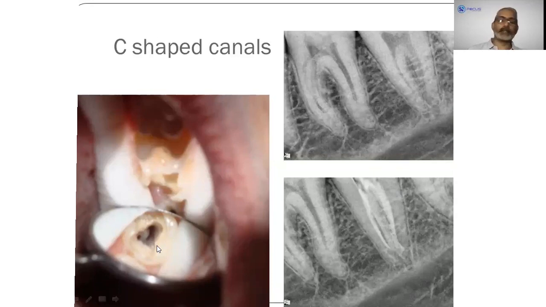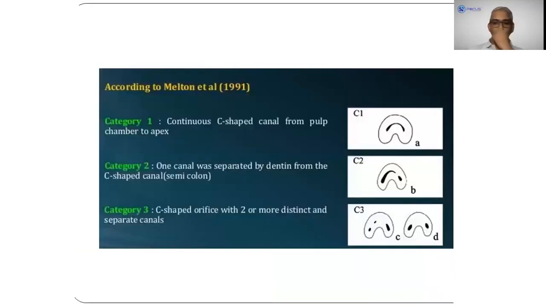And even there is a classification for the C-shaped. There is a classification given by Melton. One more classification is there, which is much more latest. I just put this Melton. See this Melton's classification in the synopsis. If your C-shaped canal is continuous as a single canal from the pulp chamber till the apex without any divisions in between, then it is Melton's classification class 1.